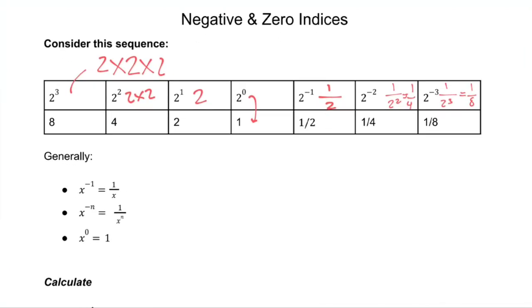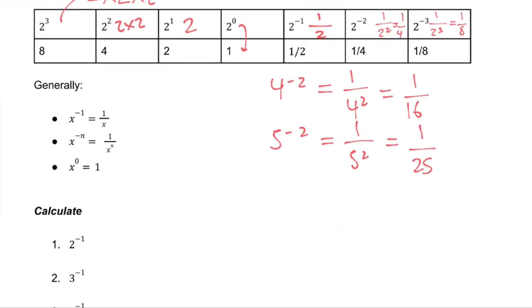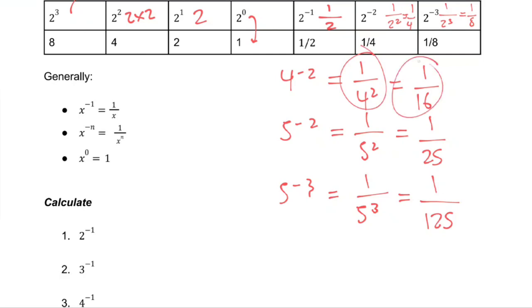So let's just do a couple of examples. So let's do 4 to the minus 2. Well, that's going to be 1 over 4 squared, which is 1 over 16. What about 5 to the minus 2? Well, that's going to be 1 over 5 squared, which is going to be 1 over 25. Okay, and then what about 5 to the minus 3? Well, that's going to be 1 over 5 cubed, which is going to be equal to 1 over 125. So you can see what we're doing here. First of all, you're flipping it, and then you're evaluating that denominator.